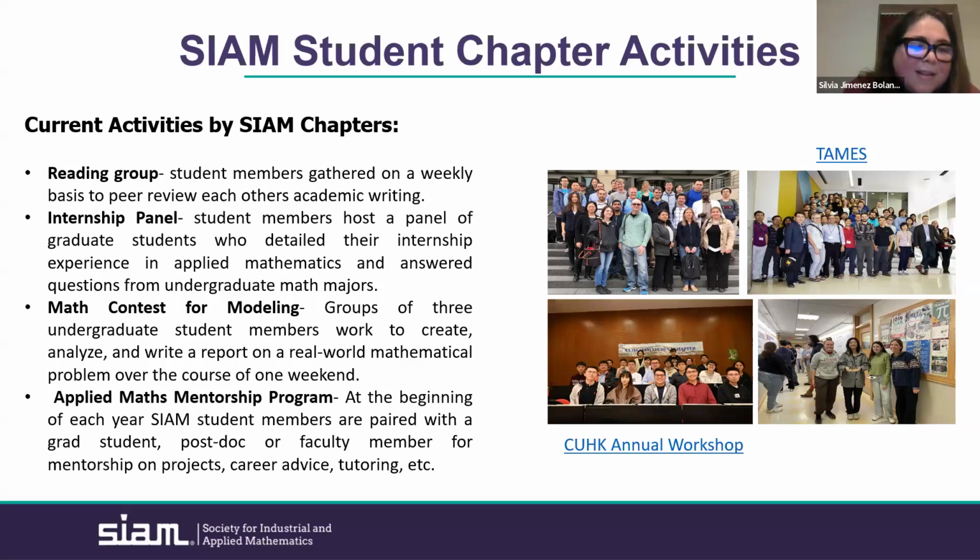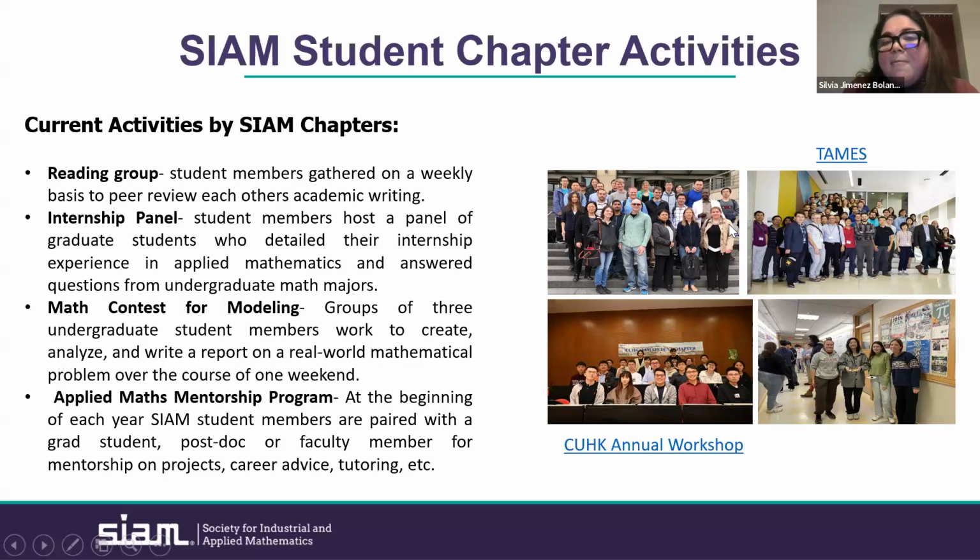This is one that we already discussed, the math contest in modeling, where groups of three undergraduates work to create, analyze, and write a report on real-world mathematical problems over a weekend. Another current activity by a SIAM chapter is the Applied Math Mentorship Program. In that one, at the beginning of each year, SIAM student members are paired with a grad student, a postdoc, or a faculty member for mentorship on projects, career advice, tutoring, etc.